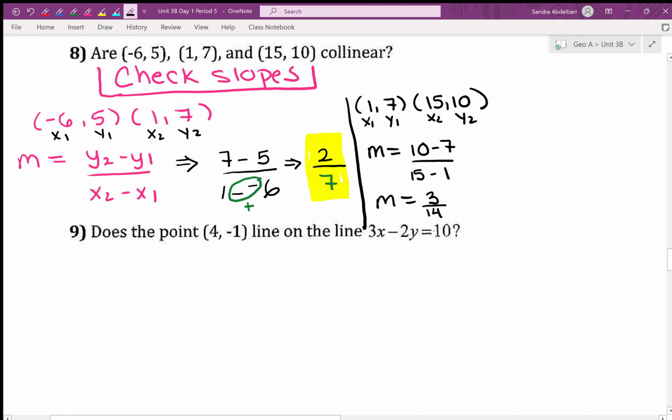Is 3 over 14 the same as 2 over 7? No. So are these collinear? No. Are the points collinear? No, they are not collinear because they have different slopes.